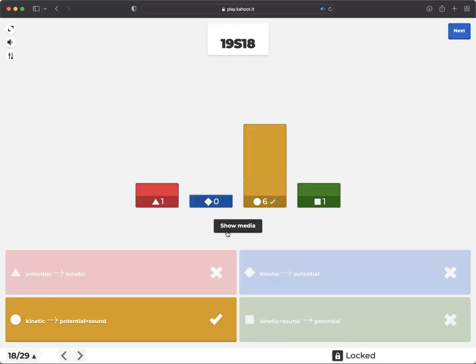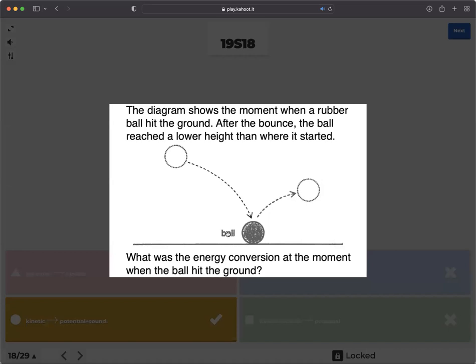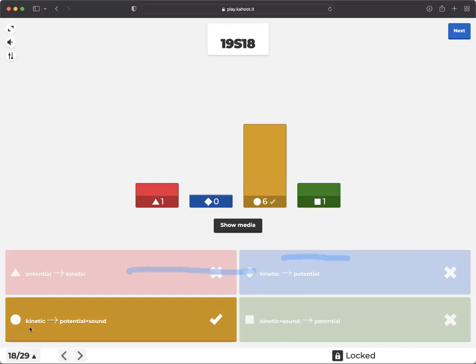Okay, again, there's only six of you that got this correct. So what are the energy conversions at the moment? The question here is, at the moment when the ball hit the ground, what happened? Kinetic energy will become potential and sound, because it bounces up, becomes potential and sound.